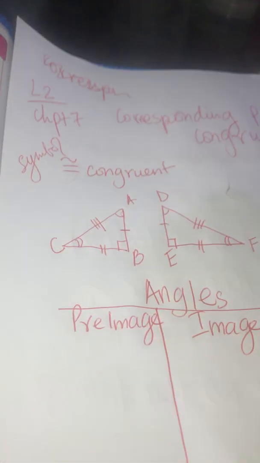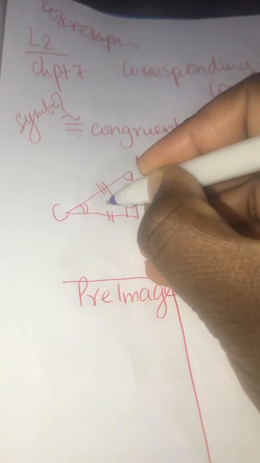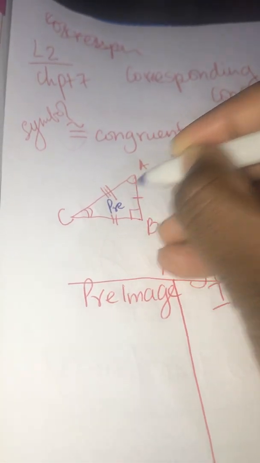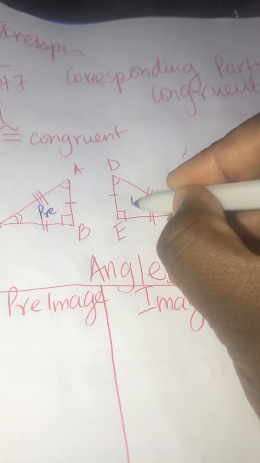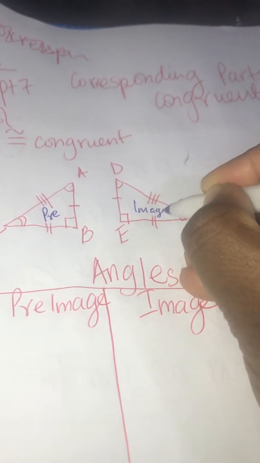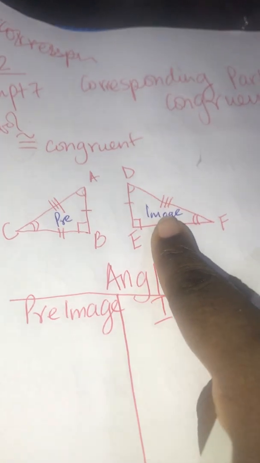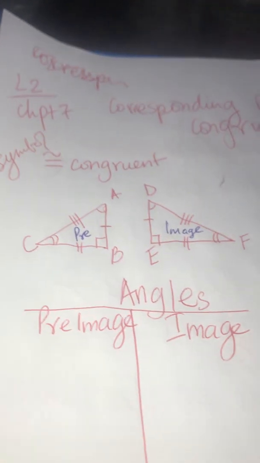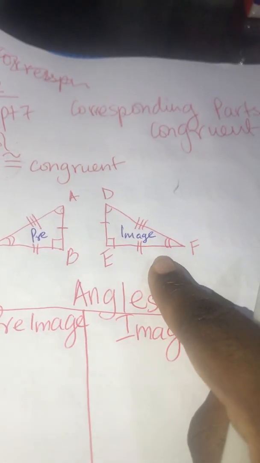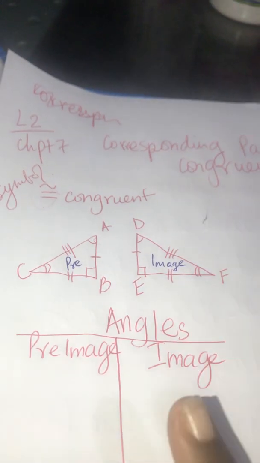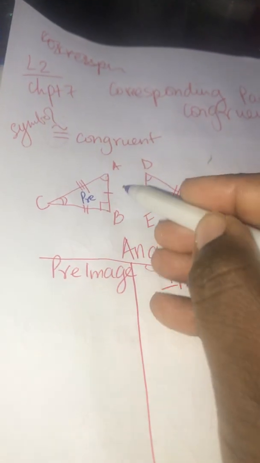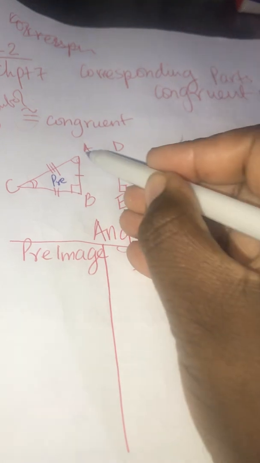All right. So my first shape is always the pre-image. My second shape is always the image. The first shape is the pre-image. The second shape is the image. The shape on the left is the pre-image. The shape on the right is the image. Always. All right. So we are doing angles.